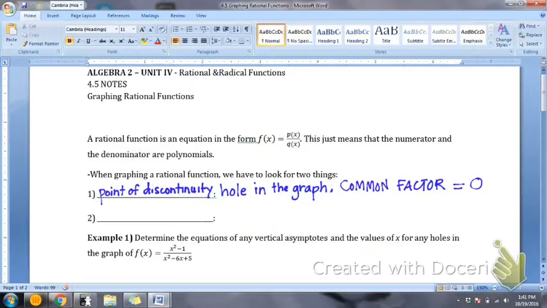I like to use PD as an abbreviation for this one. This is our PD, our point of discontinuity, instead of writing that word every time.